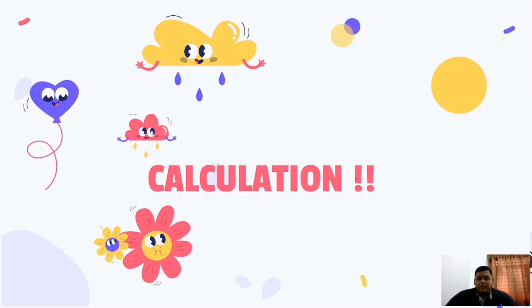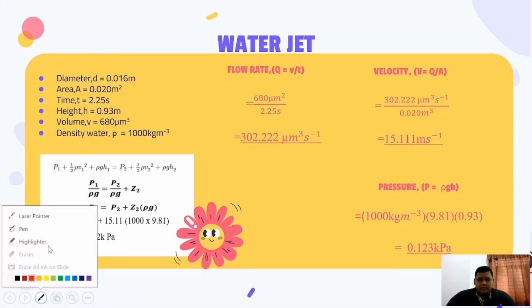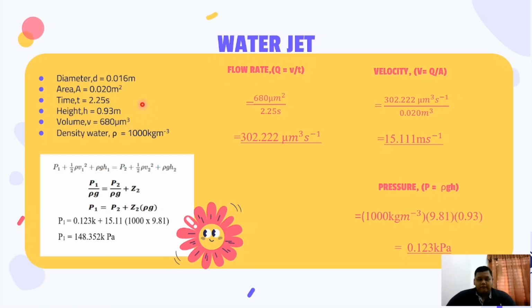Assalamualaikum and hello. My name is Muhammad Aiman bin Muhammad Azam. For this part, I will explain about the calculation. Before we go to the calculation, this is the data that we get. Firstly, we will explain about the water jet project. Okay, the diameter that we use for the pipe is 0.016 meter. Area for the pipe is 0.020 meter square. Time taken for the water jet is 2.25 second.